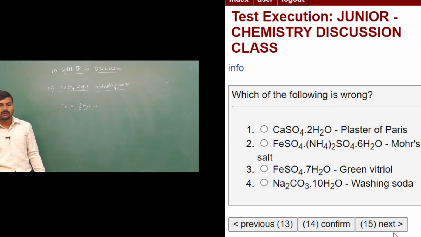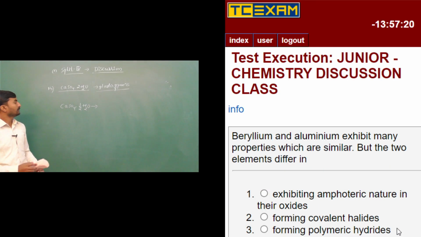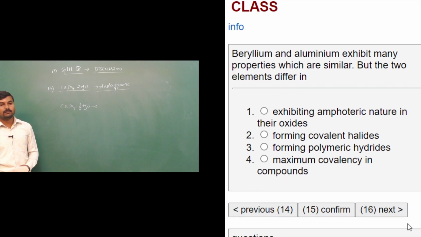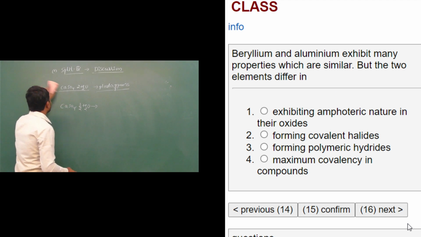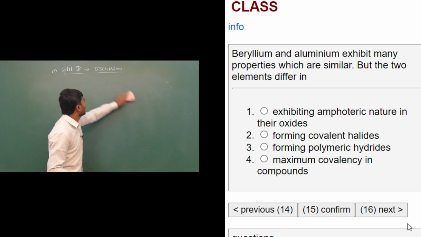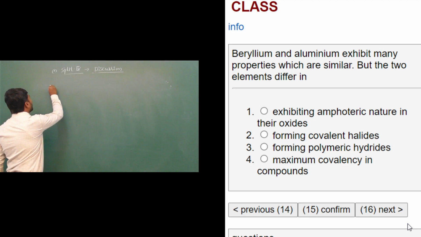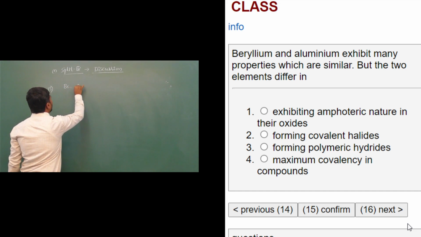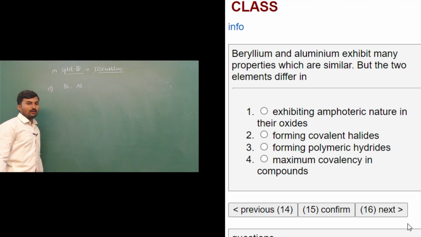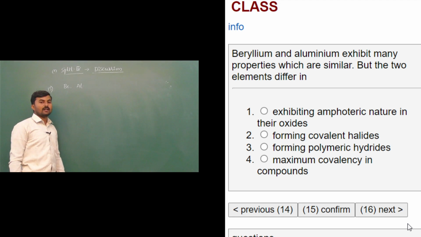So the next question, question number 15. Beryllium and aluminium exhibit many properties which are similar, but the two elements differ in... So what they have given, question number 15, beryllium and aluminium which exhibits many properties which are similar.